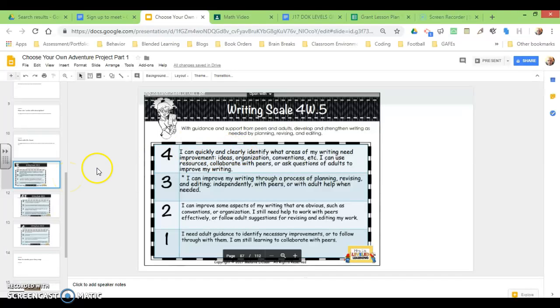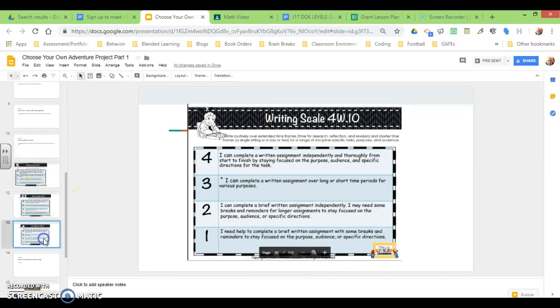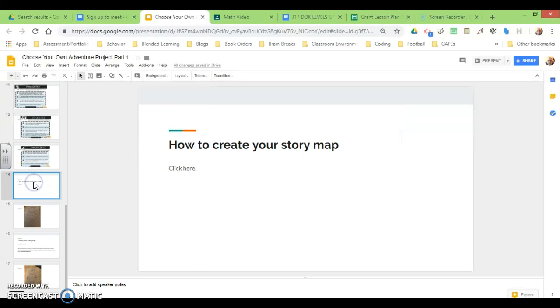And then down here are some additional writing grades that you're going to get too. So take some time to look through that. And then when you come to here, this tells you how you're going to create your story map.